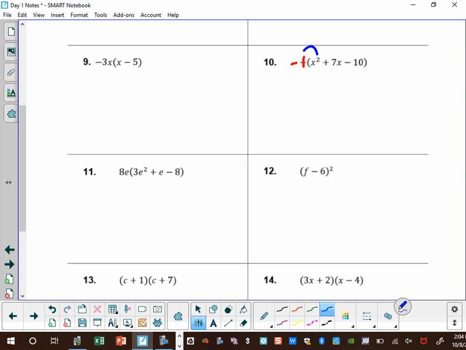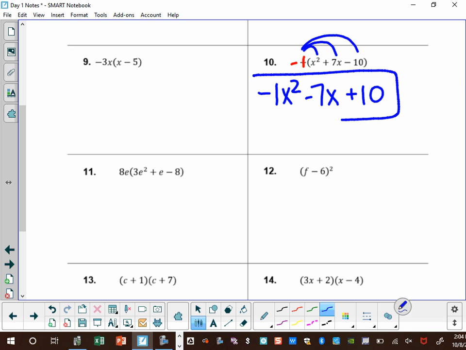Negative 1 times x squared? Just negative 1x squared. You can write the 1 or you can leave it. You don't have to have it. What's negative 1 times 7x? Negative 7. Just don't forget your x. And what about negative 1 times negative 10? Positive 10. And that's all I have to do. I cannot combine like terms there. There's nothing else I can do, so that's my answer when I distribute negative 1. If you guys notice, all the signs just flipped. That's all we did. The numbers are the same, our signs just changed.